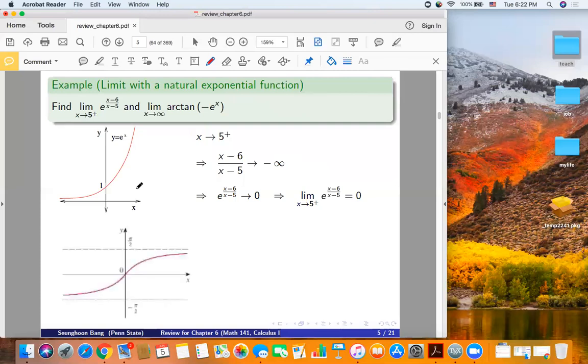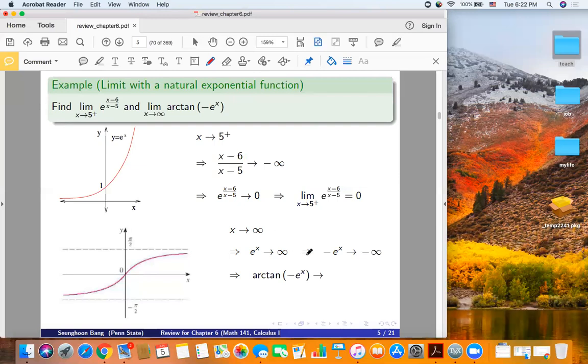Second one, I want to use arctangent. So we can do it step by step. The x value approaches infinity. What happens? e to the x goes to positive infinity here. The exponential function is going up, going to positive infinity. So we have this answer. What's minus e to the x? Negative infinity. So next, we can take arctangent.